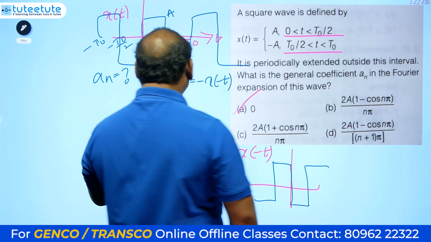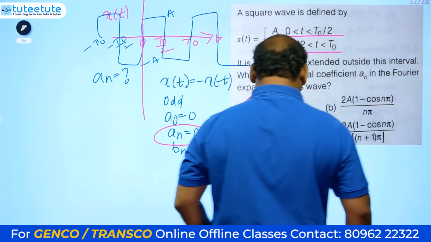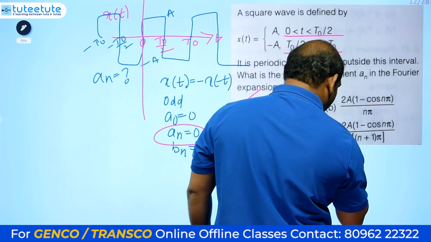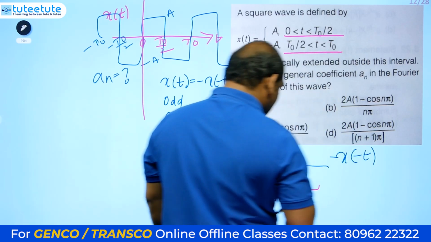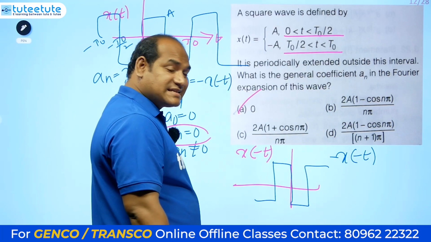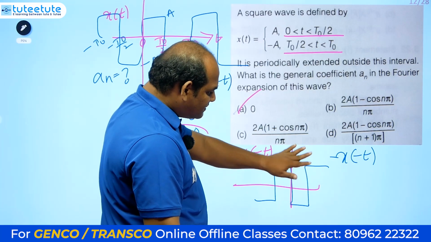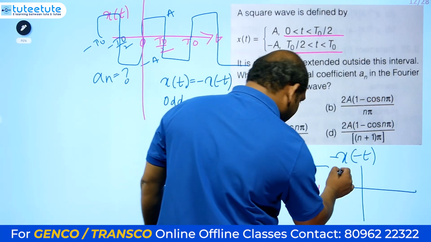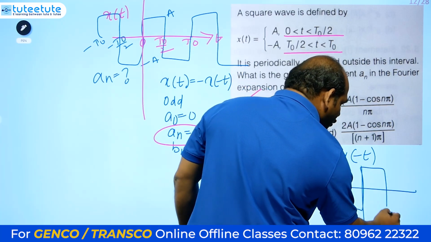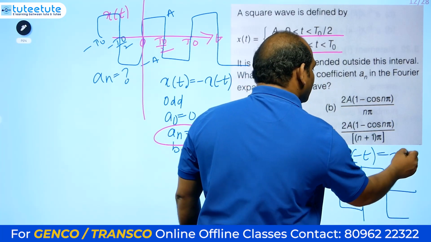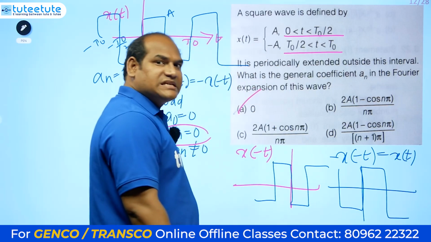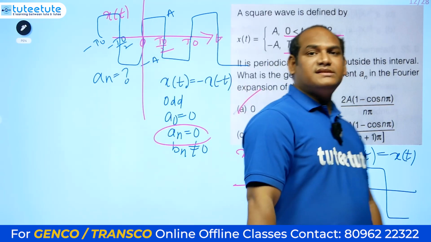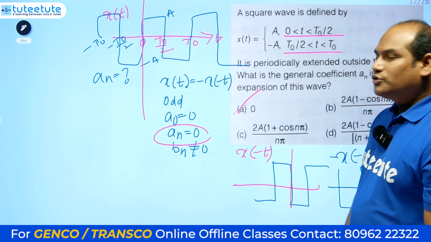It is not enough. Here amplitude reversal is also there. So next I will draw minus x of minus t. That means now we have to rotate this with respect to the x axis. That means this portion will come here, this portion will come here. So what will come? This will be available like this. Now you check, this is exactly equal to x of t only. So the given signal is an odd signal. Since it is an odd signal, we can tell a n is equal to 0.